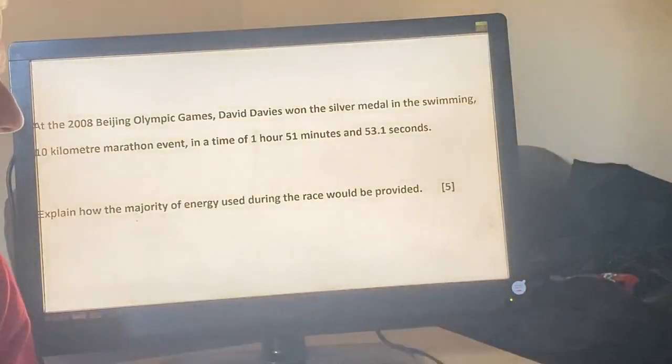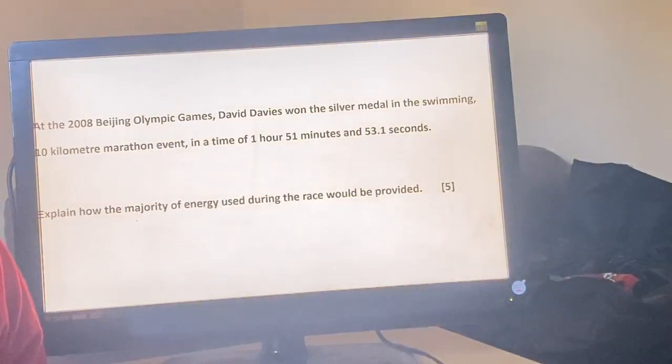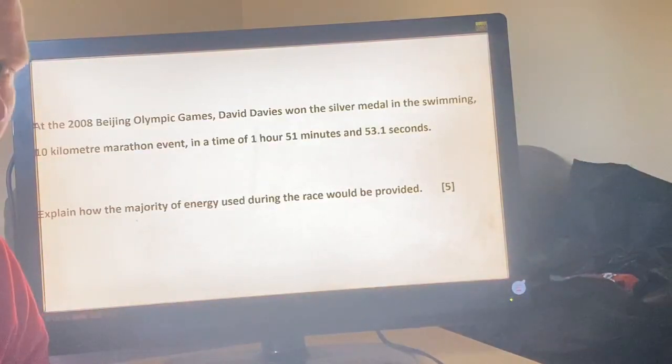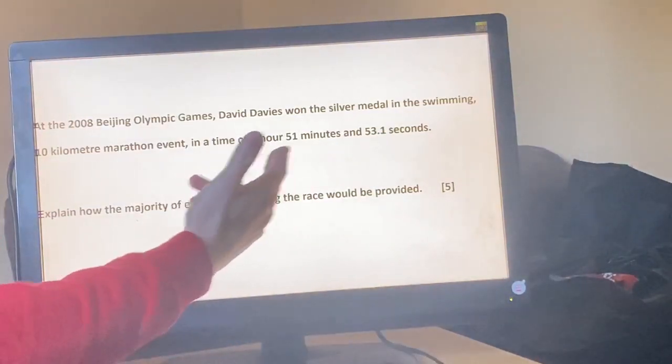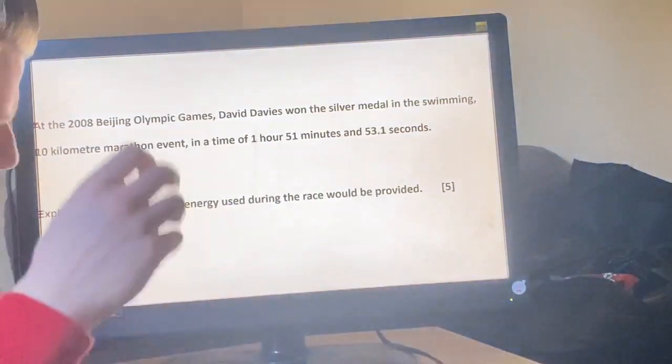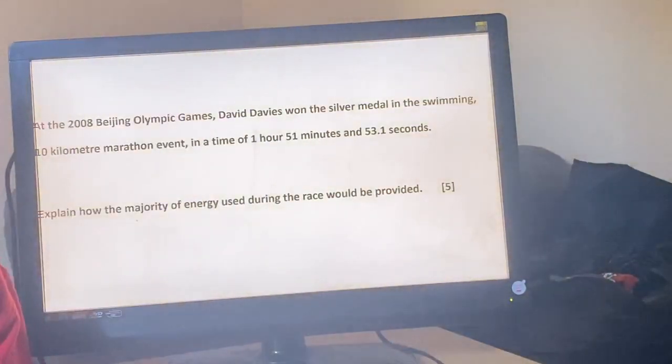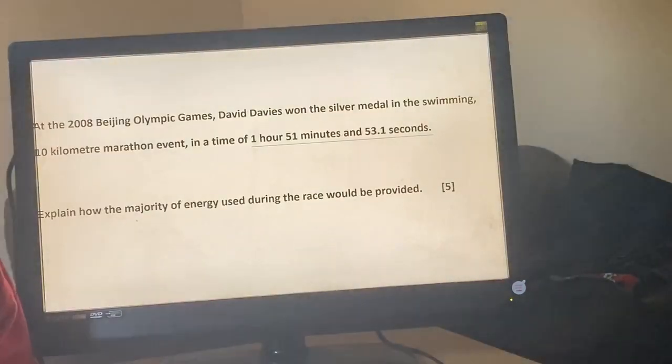Now, in his last sprint finish, he would still use phosphocreatine stores. However, we've got to think, has that provided the majority of the energy? It won't have done. It can only provide it for 8 seconds of this 1 hour and 51 minutes. So the time frame is really, really important.